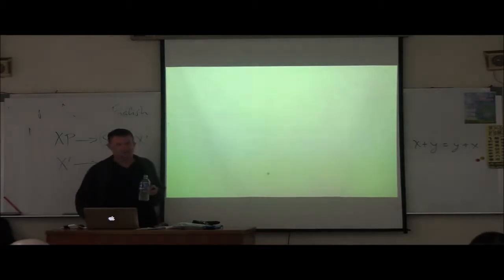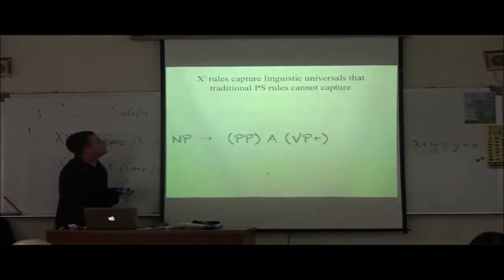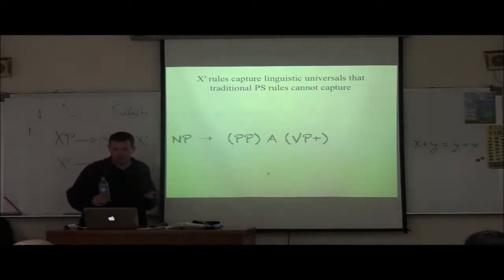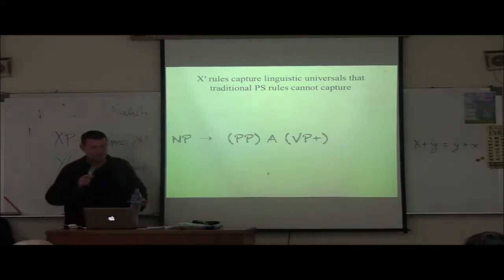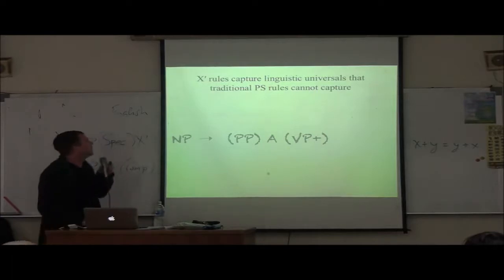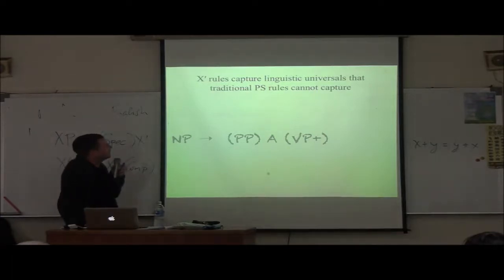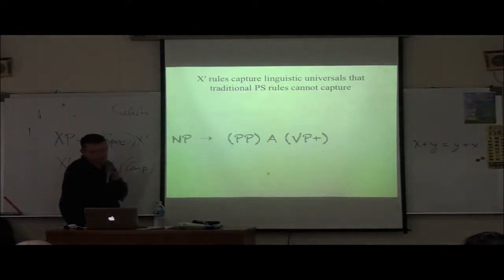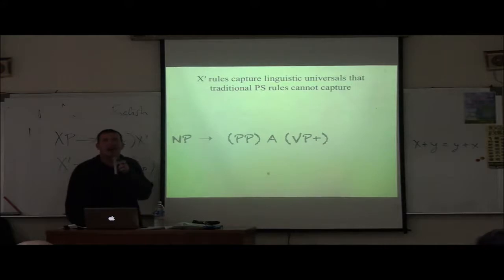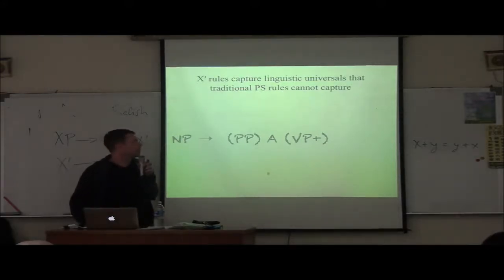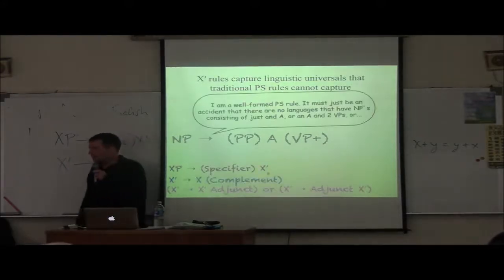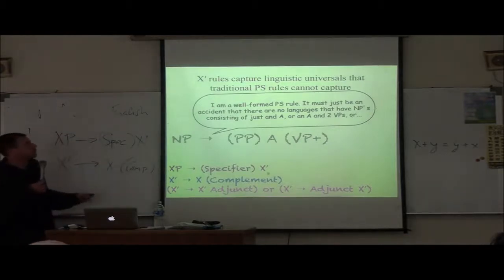And I just said this, but X-bar rules capture linguistic universals that phrase structure rules don't capture. Remember, a linguistic universal is some property that all languages have. So a rule like this one over here, a noun phrase consists of maybe a prepositional phrase followed by exactly an adjective followed by 0 or more verb phrases. This is a perfectly well-formed phrase structure rule.